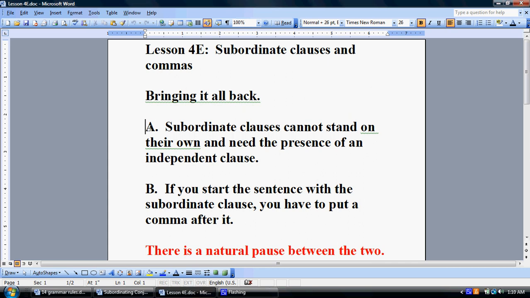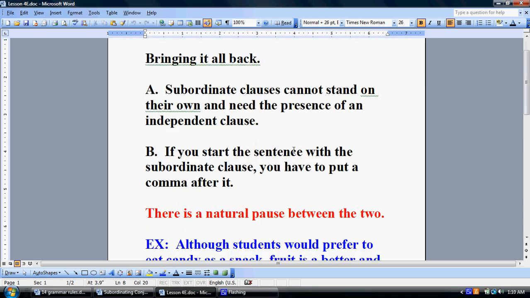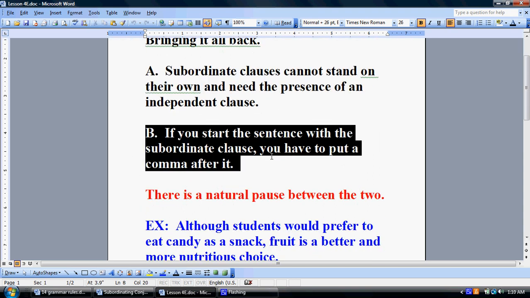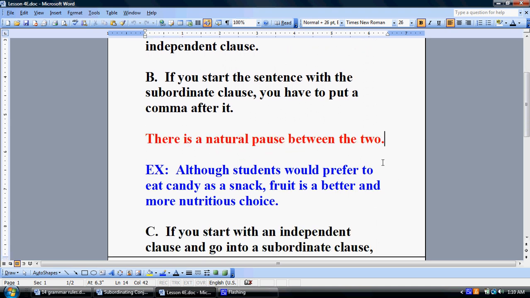Starting with part A here, first understanding we really need to recap is that subordinate clauses cannot stand on their own and need the presence of an independent clause. They cannot stand as sentences. Second thing that we need to remember is that if we start the sentence with the subordinate clause, you have to put a comma after it. And this is because, as is shown in the red text, that there is a natural pause between the two.